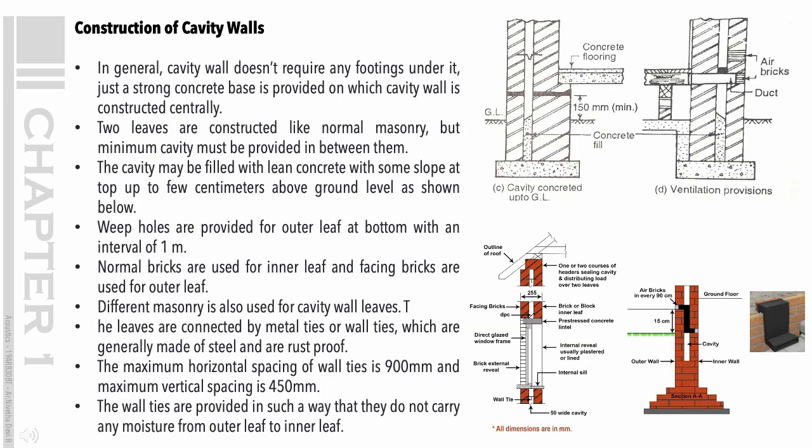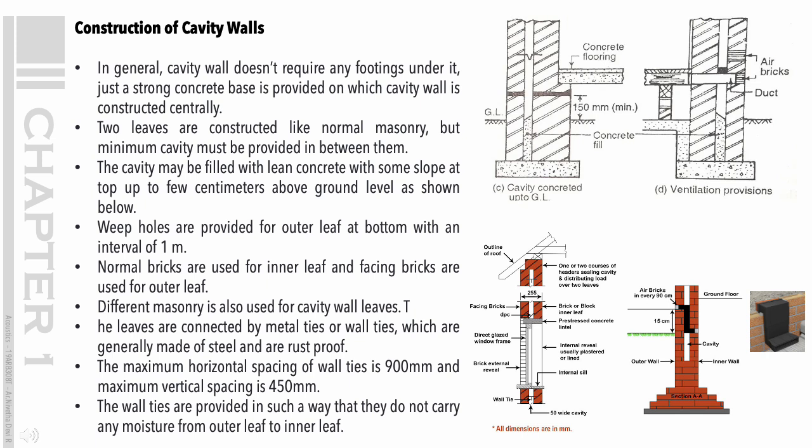Construction of cavity walls. In general, a cavity wall doesn't require any footings under it, just a strong concrete base is provided on which the cavity wall is constructed centrally. Two leaves are constructed like normal masonry, but minimum cavity must be provided between them. The cavity may be filled with lean concrete with some slope at top up to a few centimeters above ground level as shown below. Weep holes are provided for the outer leaf at bottom with an interval of 1 meter.